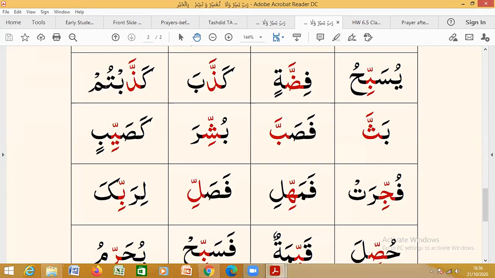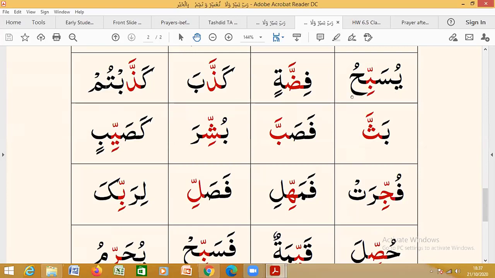We have ya with a dhamma, yu. Perfect. Then the next two letters we're joining together. So seen joins to the ba with a kasra. Sabbi. Hu. Yusabbihu. Excellent. Well done. Remember, this sound of the ha needs to come from the middle of your throat. Hu. Excellent. Much better.